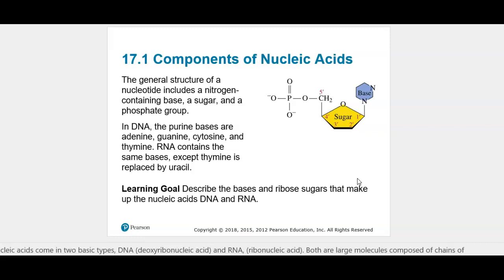RNA uses the same bases, with the exception of thymine being replaced by uracil. So if this is DNA and we have a thymine, the equivalent RNA base is going to have uracil in it. We'll see that as we go along too.